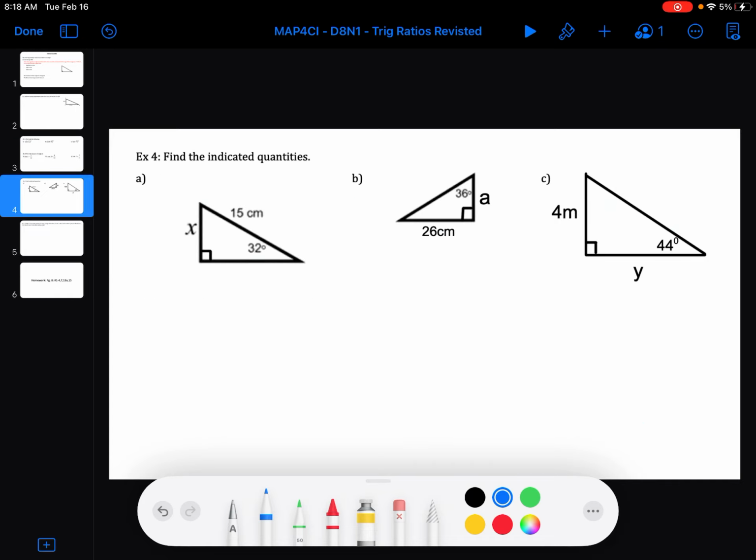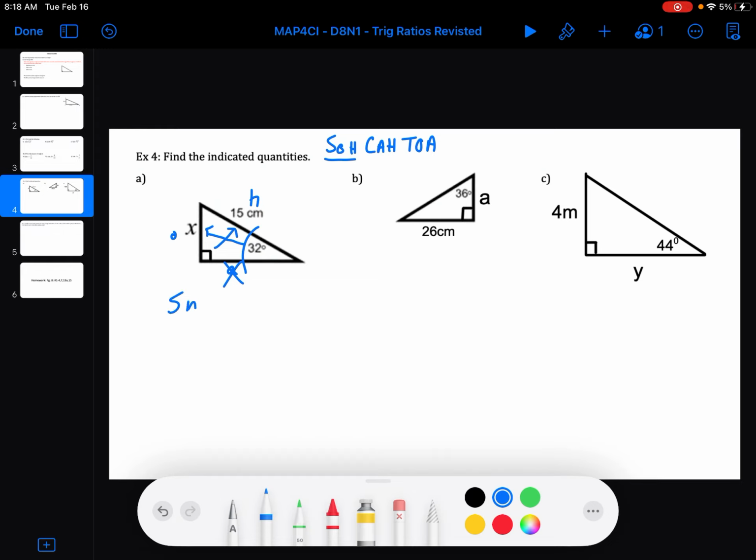Okay, find the indicated values here. So we're finding x, then a, then y. What we need to do is recognize first our angle. So our angle is here. We've got hypotenuse, opposite, and adjacent. Now there's no number or variable at adjacent, so I'm not going to use it. I'm using opposite and hypotenuse. And from SOH CAH TOA, the only one that has opposite and hypotenuse is sine.